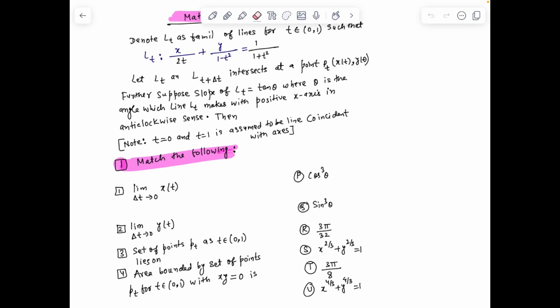Second question is the y coordinate. Third is the set of points as t goes from 0 to 1. So that lies on which of the curves given in the other options. And last is the area of the bounded figure. Okay, so let's see how to go about this problem. More than the solution, I'll give you the line of thought and how the thought process should be developed.